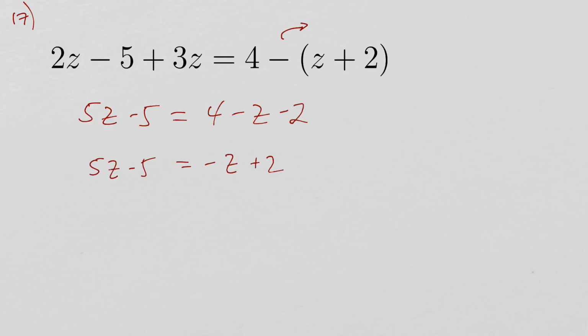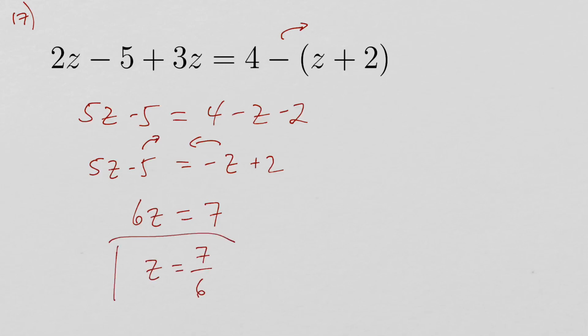Okay, so I'll move the z over here by adding it. I'll move the 5 over there by adding it. And we'll divide by 6, so we'll get z is equal to 7 over 6.